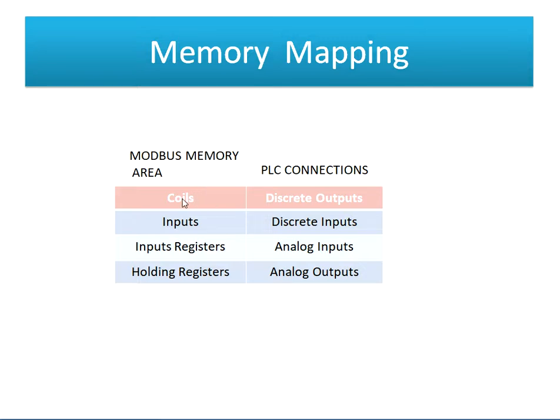In the coils area, we store discrete outputs, and in the inputs area, we store discrete inputs. Similarly, input registers store analog inputs, and holding registers store analog outputs. So therefore, Modbus memory also has four types of memory areas. It's like a direct mapping with the PLCs.